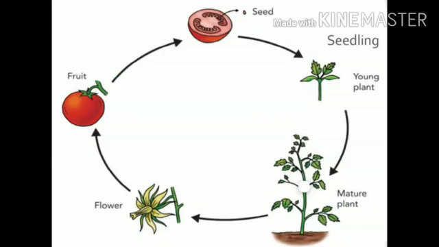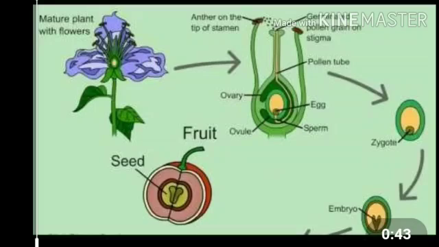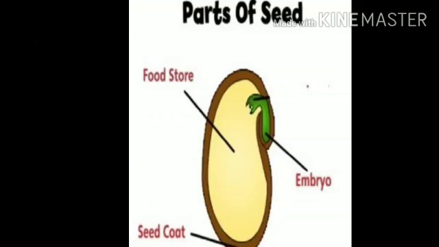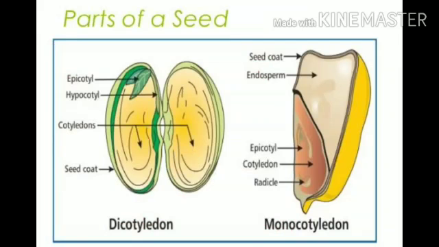The next is fruit and seed formation. After fertilization, the ovary grows into a fruit and other parts of the flower fall off. The seeds develop from the ovules. The seed contains an embryo enclosed in a protective seed coat, based on the number of cotyledons in the seeds.